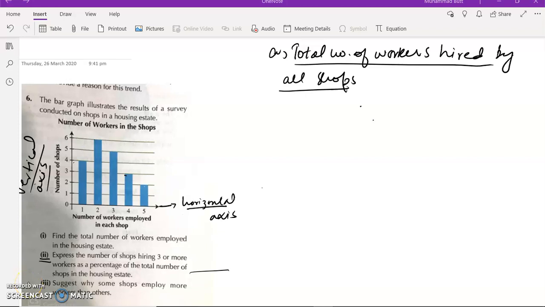Students, in the previous video we were doing question number 6 of exercise 15a, but because of some technical issues, the solution of question number 6 could not be uploaded. So we'll continue question number 6 of exercise 15a. It's about a bar graph.